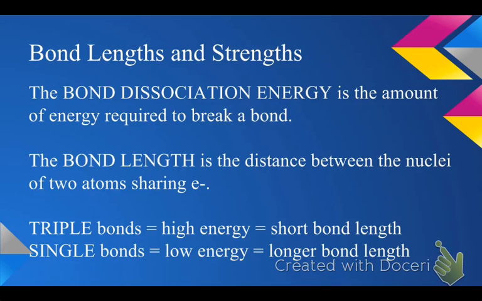On the other hand, single covalent bonds do not take as much energy to break, so they have a lower bond dissociation energy, and they also have a longer bond length because they don't have to get quite as close in order to share just the single pair of electrons. So bond dissociation energy and bond length are inversely related.